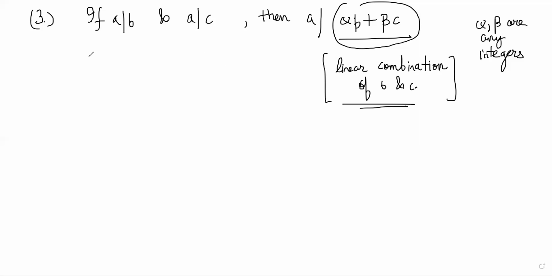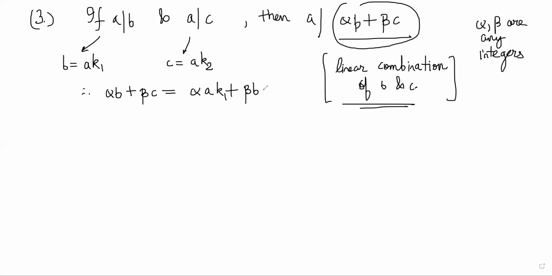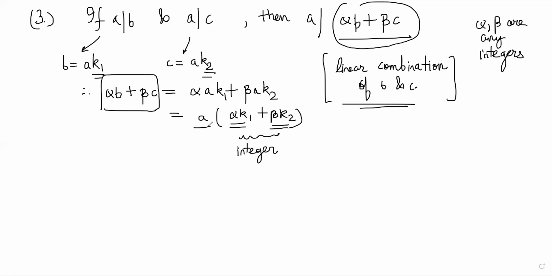The reason for this is pretty obvious. b should be equal to ak1 and c should be equal to ak2 from this divisibility definition. Therefore, alpha b plus beta c should be equal to alpha ak1 plus beta ak2. You can take a common here: a times alpha k1 plus beta k2. Since k1 and k2 here are integers and alpha and beta are also integers, this is also an integer. So we get that alpha b plus beta c is a into some integer, so it is divisible by a.